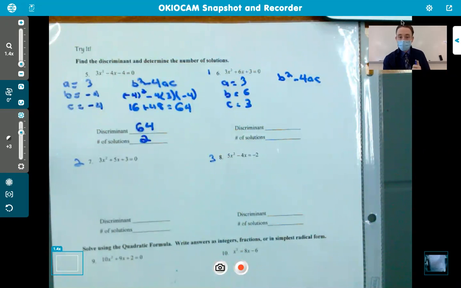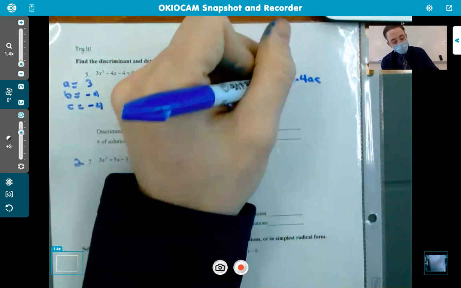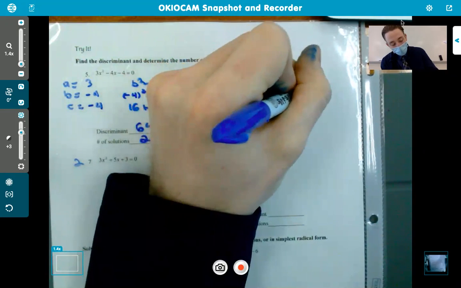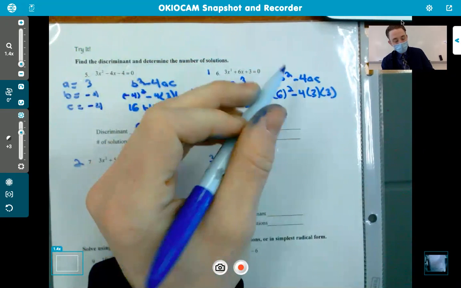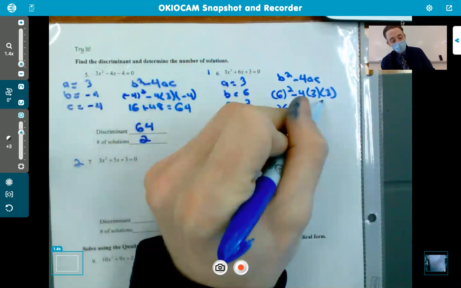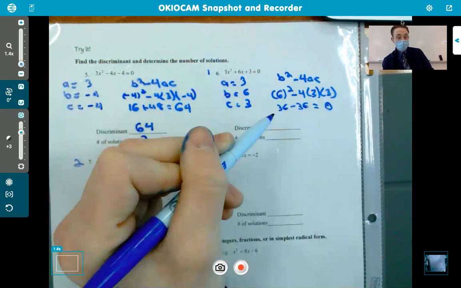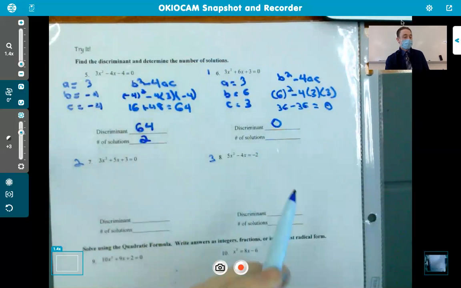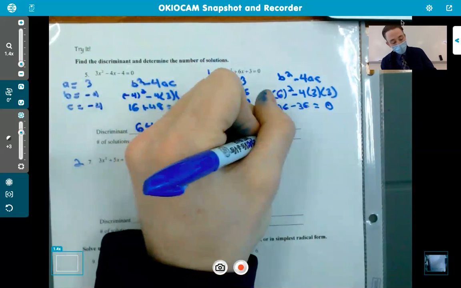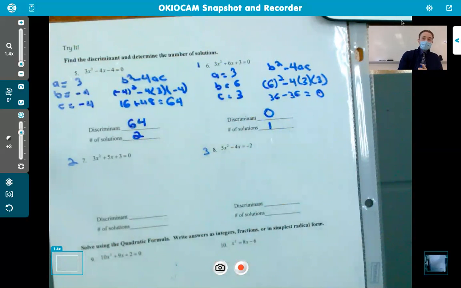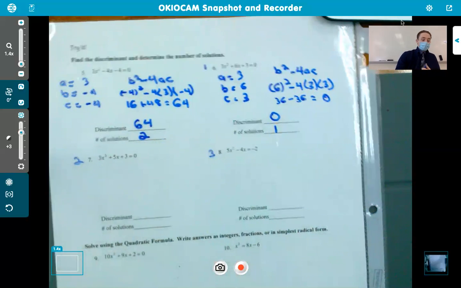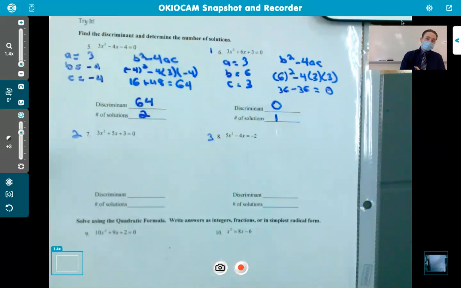Can you hear me? Yeah, I got you. Okay. So when I plugged them in, I got 6 squared minus 4 times 3 times 3. And then I multiplied them and I got 36 minus 36, which equals 0. Good. So that's your discriminant, right? And then how many solutions do you have if your discriminant is 0? 1. Good. So we plug in 6 squared minus 4 times 3 times 3. Well, that's 36 minus 36. My discriminant is 0. That tells me that I have 1 solution. Okay. Good stuff. Any questions about that one?